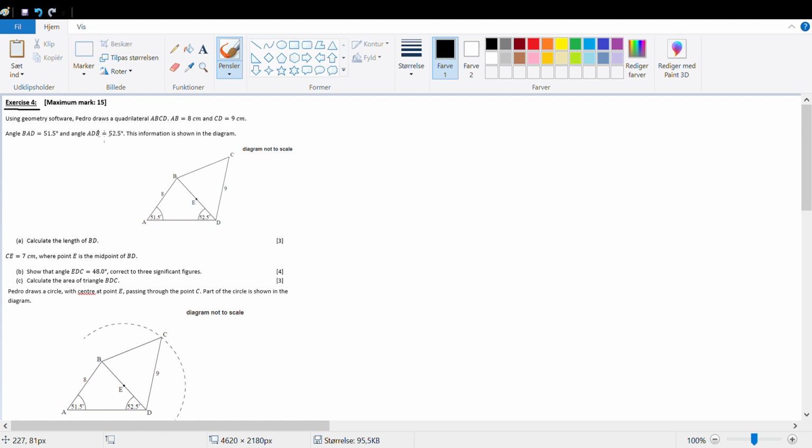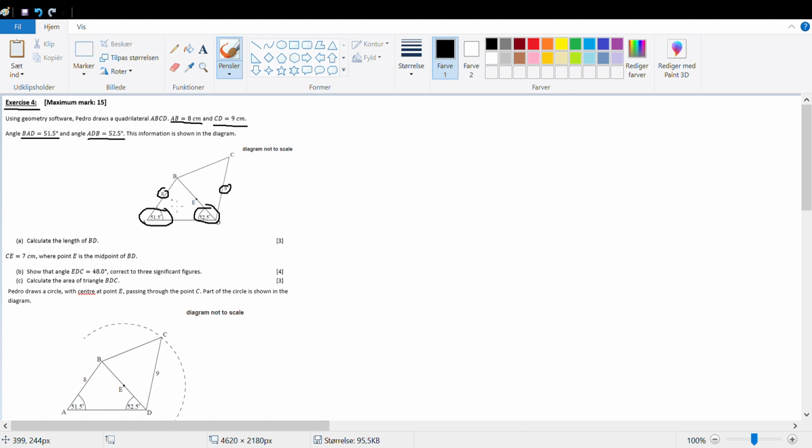So the first thing it tells us is using geometry software, which doesn't really matter. Pedro draws a quadrilateral ABCD. Big deal. Then it tells us the interesting stuff. AB is equal to 8 centimeters and CD is equal to 9 centimeters. This has been put into the drawing already so that we can easily see it. The angle BAD is equal to 51.5 degrees and the angle ADB is equal to 52.5 degrees, which is also already put in for us.